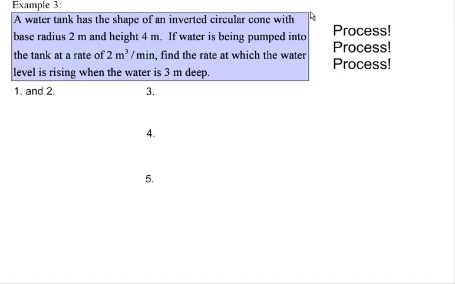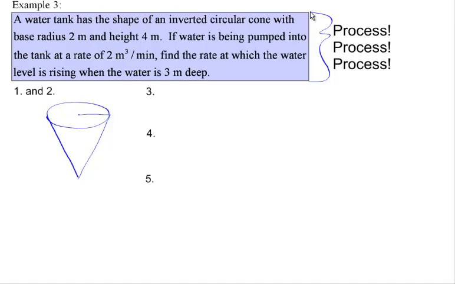Now, the process for a related rates problem is to draw a good picture and glean all the information that you can out of the stem of that problem. Here's the stem, all the information that they give you. You want to glean all the information using really good notation from those words. So the first thing they tell me is I have an inverted circular cone. So I know that my tank looks like this.